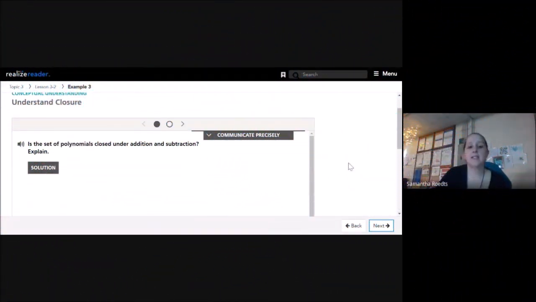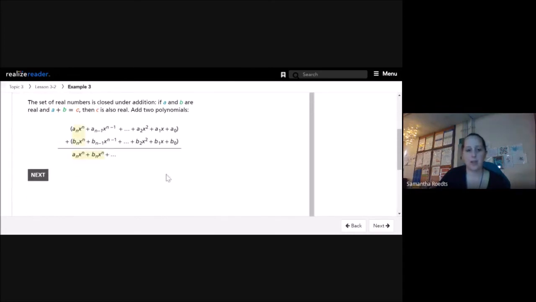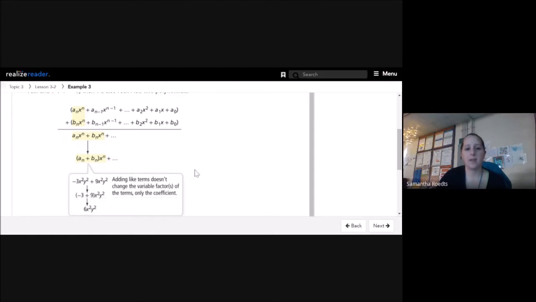All right, example 3: is the set of polynomials closed under addition and subtraction? Explain. The set of real numbers is closed under addition: if a and b are real and a plus b equals c, then c is also real. Add two polynomials. So if I'm adding these two, I can see that a sub n x to the nth plus b sub n x to the nth equals (a sub n plus b sub n) x to the nth. Okay. So adding like terms doesn't change the variable factor or factors of the terms, only the coefficient.